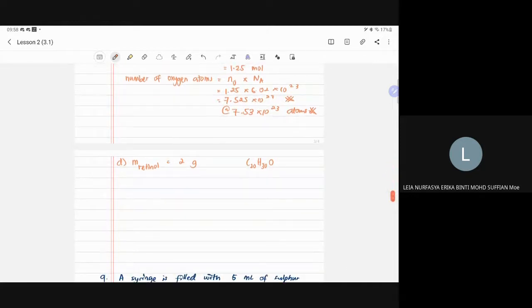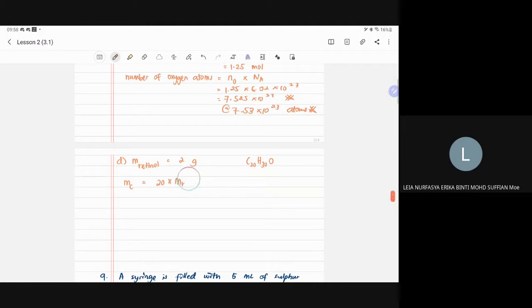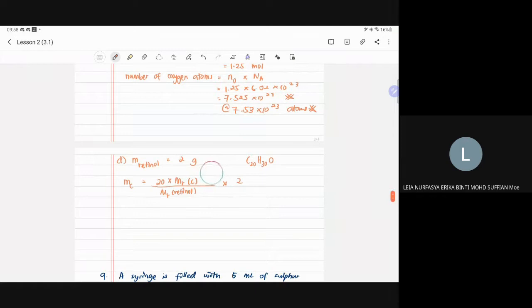Jadi kita nak cari mass of carbon sama dengan, kita tahu dekat compound ini ada 20 carbon. Okay. So 20 carbon darab dengan MR of carbon. Okay, MR of carbon. Kita bahagikan dengan MR dia, MR of retinol. Kemudian kita darabkan 2 gram. Ini adalah shortcut ya. Shortcut yang kita boleh buat untuk terus dapat mass of carbon.